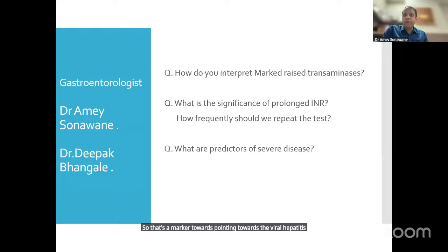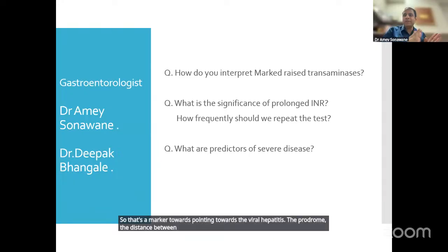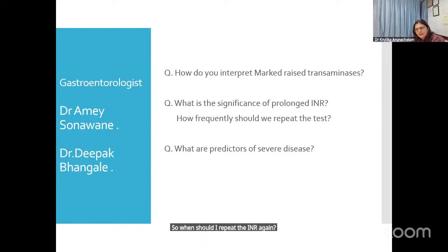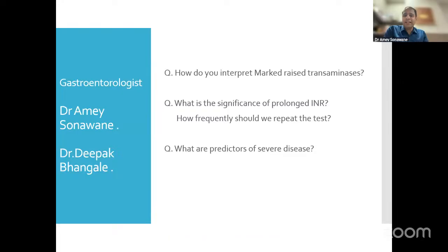The prodrome, the distance between the onset of symptoms and the clinical onset of jaundice, and the other parameters helped us to diagnose it in terms of clinical and biochemistry. So when should I repeat the INR again? If the INR is elevated, then every 12 hourly. Okay.